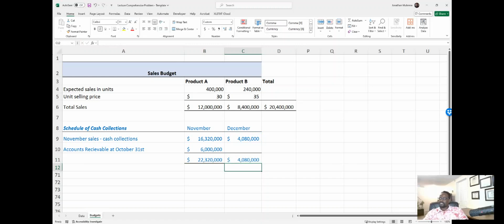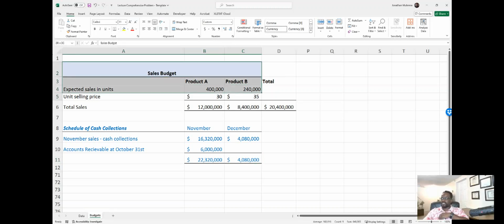So what that means is this is the cash that will be collected in November from our sales, including November sales and the 20% from the previous month. And then this amount here will be a receivable. The 4,080,000 will be a receivable on the balance sheet. So we'll come back and we'll use this information to prepare part of our balance sheet and also to prepare our cash budget. But as for the sales budget, this is all there is to it.